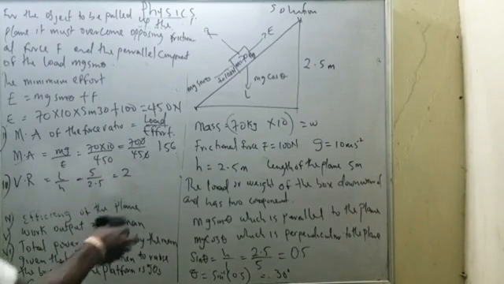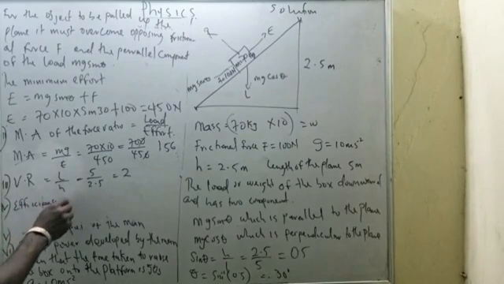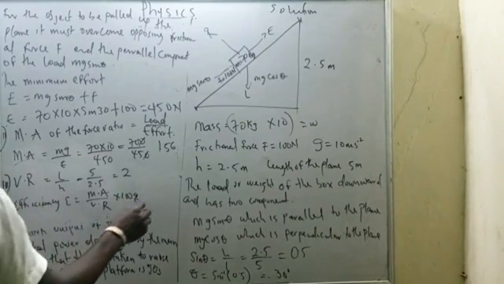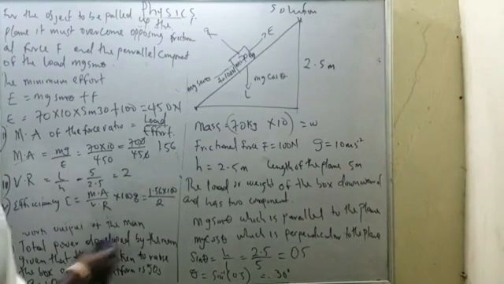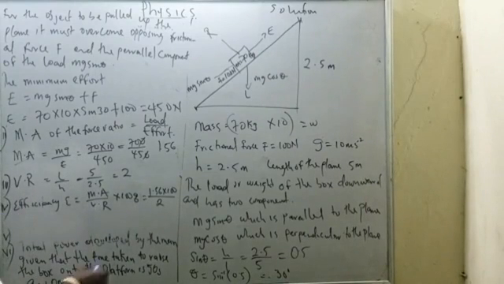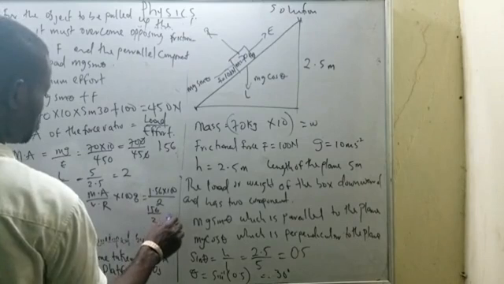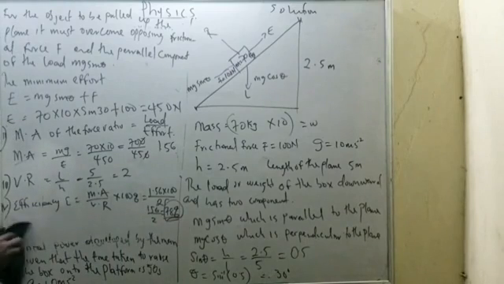The next one is efficiency, number 4. My efficiency is equal to mechanical advantage over velocity ratio multiplied by 100%, which is 1.56 multiplied by 100 divided by 2. That is 156 divided by 2, which is 78. That is the efficiency, 78%.